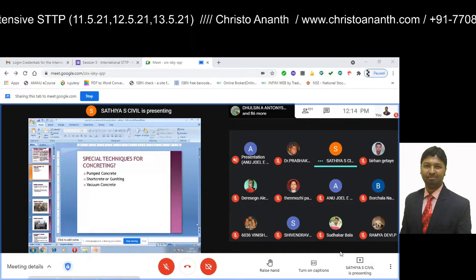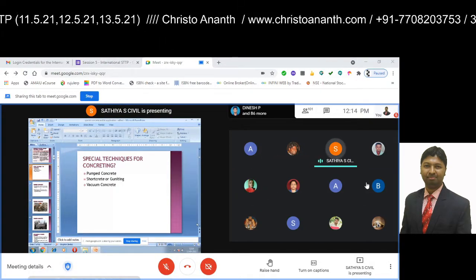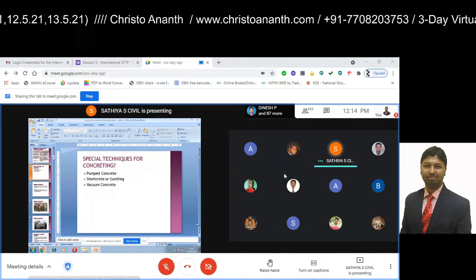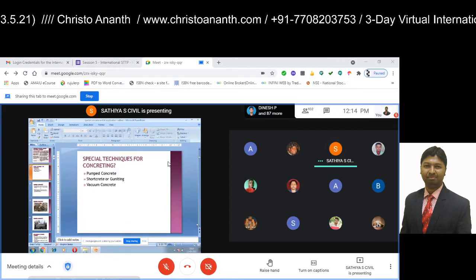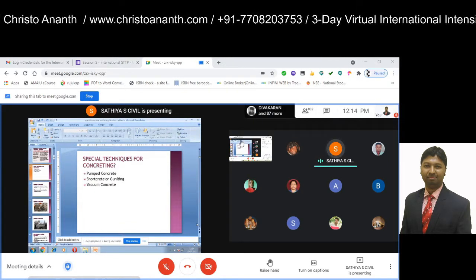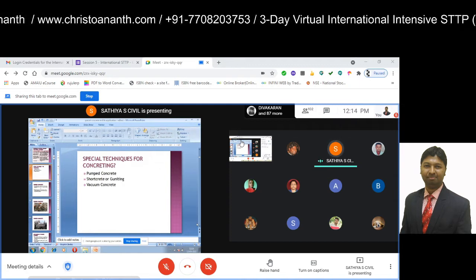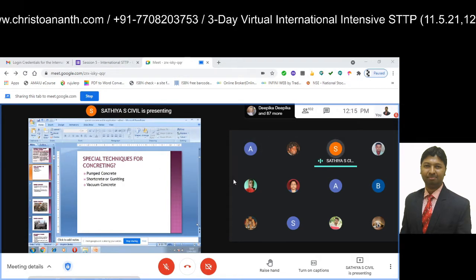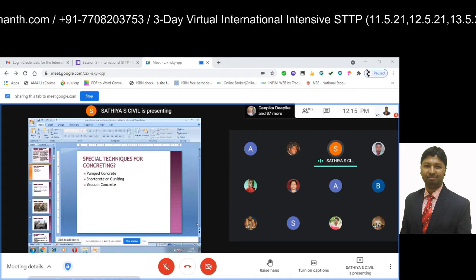Then in the previous slide, I mentioned the special techniques used for concrete. Here we shall see some of the special techniques used for concreting. They are pumped concrete, shotcrete or gunite, and vacuum concrete.